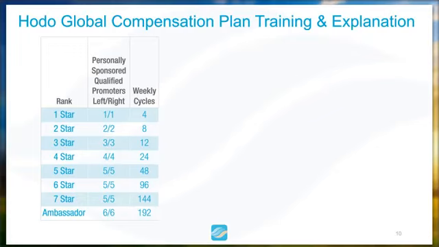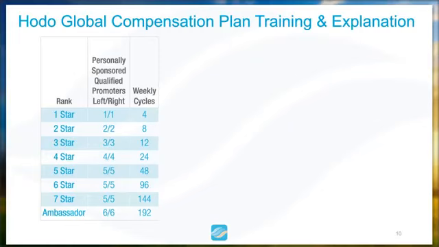The chart here is pretty simple. I need three to my left and three to my right that are active. That word, qualified promoters, should say active, and I apologize for that. They don't have to be qualified promoters, they just need to be active promoters. Three left and three right to be a three-star.